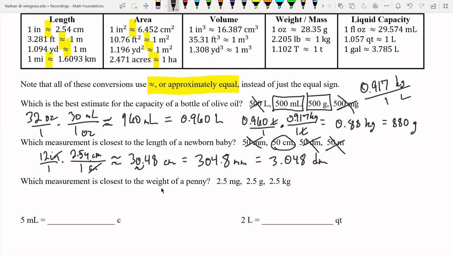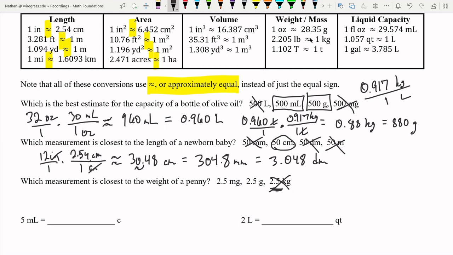Okay, which measurement is closest to the weight of a penny? Now, I don't know how much a penny weighs, but it's not a whole lot. And I can see here that 1 kilogram is approximately 2.2 pounds. 2.5 kilograms, well, if each one of those is 2.2 pounds, that means you're going to do 2.5 times 2.2. That's going to be about 5 pounds, right? This is way too big. A penny doesn't weigh 5 pounds.